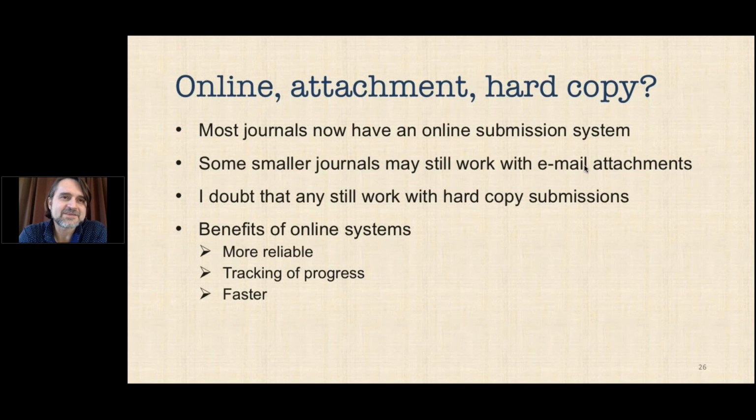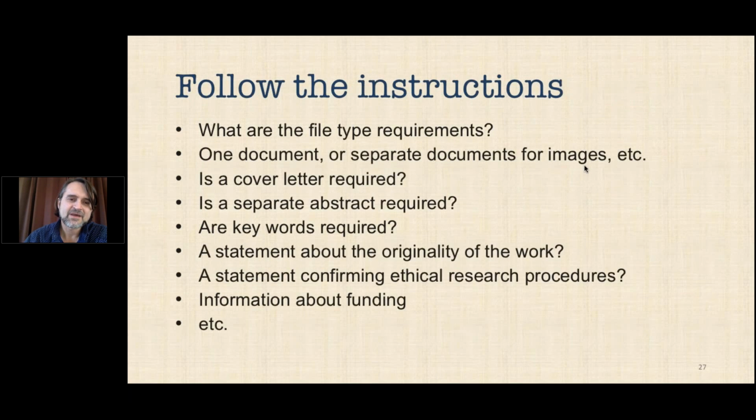There's a lot of benefits of using online systems. They're more reliable, so manuscripts are less likely to disappear or fall through the cracks. It's easier for both the authors and the editorial team to track the progress of a paper through the system, and usually it also results in faster outcomes. So when you submit something, again, as with everything else, look for the instructions that the journal posts and follow them exactly. What file type is required? Do you need one document only, or do images have to be submitted separately? Is a cover letter required, and so on? Whatever the journal requires, make sure you follow that, because if you don't, your paper is likely to be rejected or returned to you, and it makes more work for you, makes more work for the editorial team, and it might make the editorial team not necessarily very happy with you if they have to do the work that you should have done before you submit it. So look up the instructions, make sure you follow them.